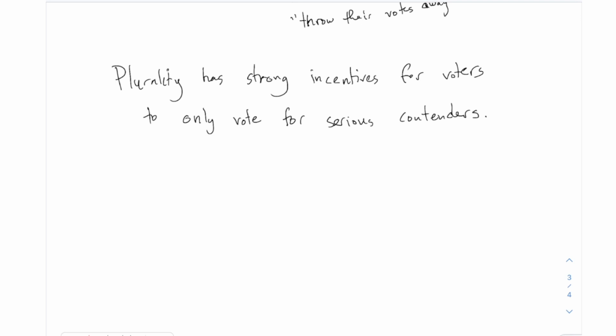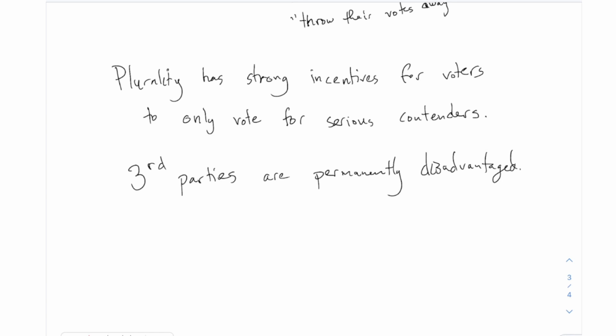But the much more obvious effect of this is that third parties are permanently disadvantaged. There's always the Democrat and the Republican, and there's some other people, the outsiders, but nobody's going to vote for the outsiders because they know in the plurality system, if you don't vote for one of the serious contenders, then you might as well not vote at all, right? This has a sort of permanent disadvantage to outsider candidates.